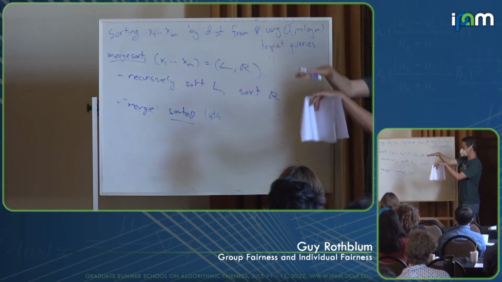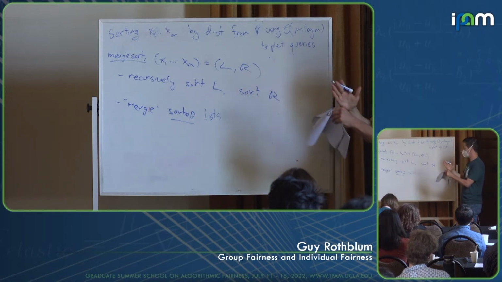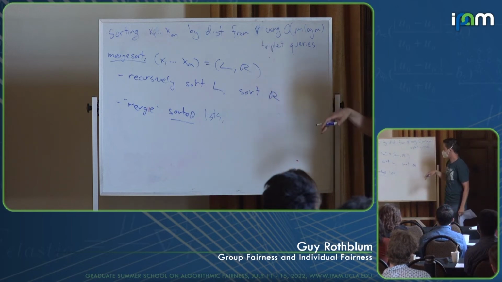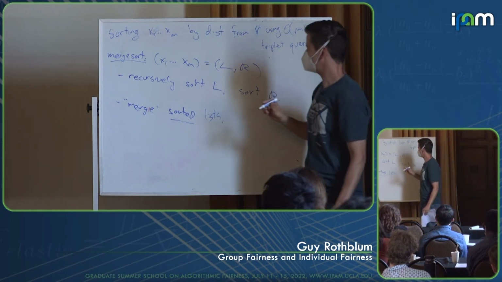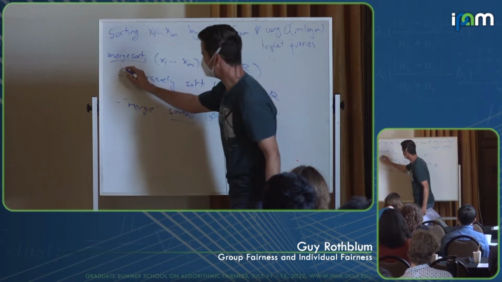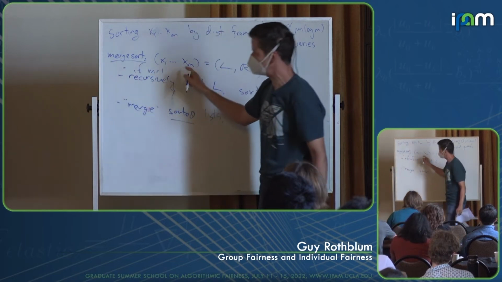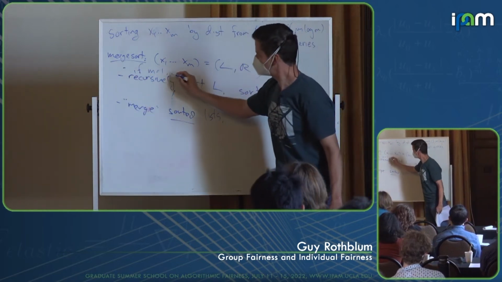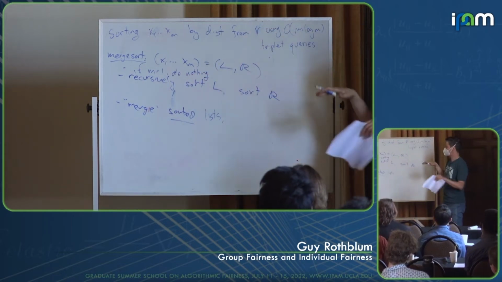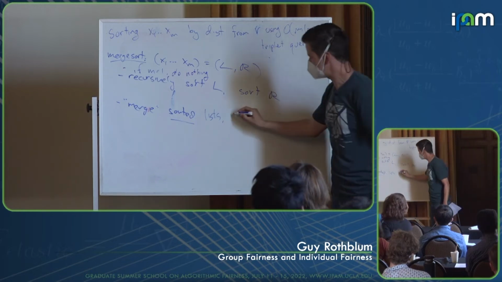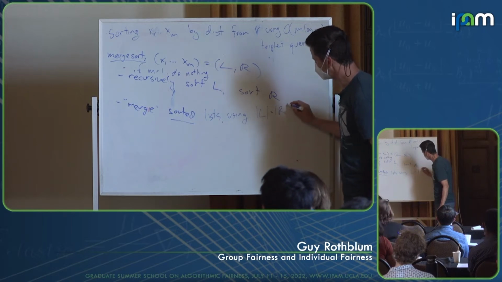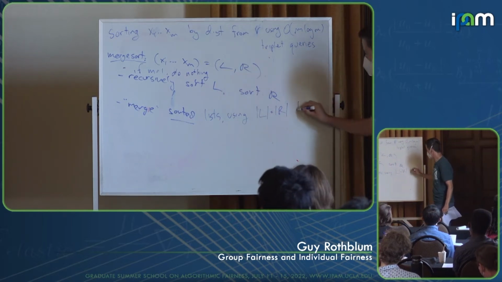Now L has been sorted, R has been sorted, and I just want to merge these sorted lists, and we can do that. I should say what the stopping condition for the recursion is. If m equals 1, so if I just have one example, then I do nothing. Otherwise, divide into two halves, sort the left, sort the right, and then merge the sorted lists. And this can be done using size of L plus size of R triplet queries.